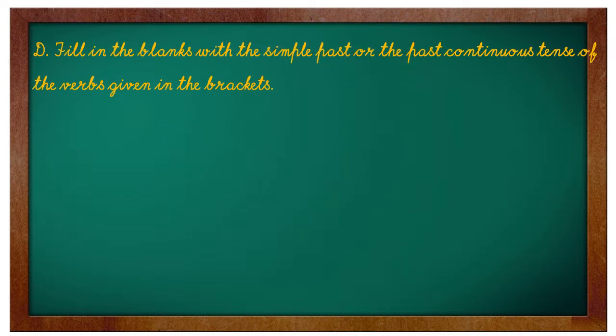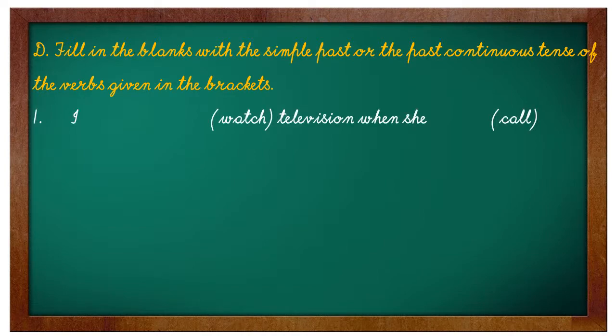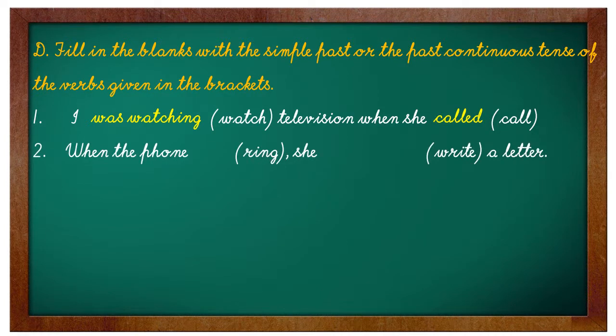On the basis of the explanation, let's solve D-mean. Fill in the blanks with the simple past or the past continuous tense of the verbs given in the brackets. First one, I dash television when she dash. Answer is, I was watching television when she called. Second one, when the phone dash, she dash a letter. When the phone rang, she was writing a letter.